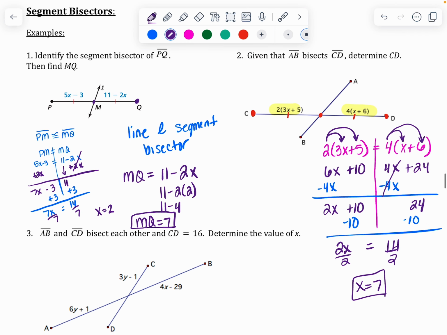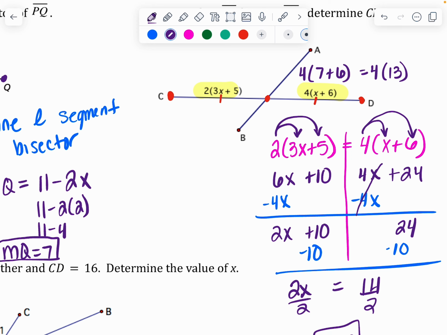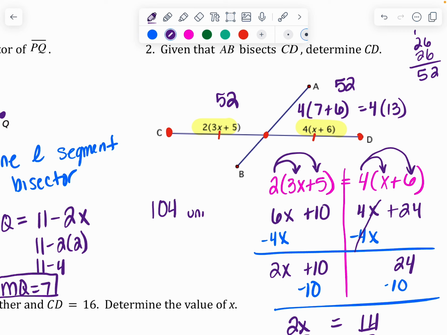And the question was asking us to determine the length of the whole segment. So we know that the segments are congruent, so we can plug in the 7 just to one side, and then we'll know the length is equal on the other side. So I think it looks easier to plug it in over here. 4 times 7 plus 6 would be 4 times 13. To multiply 13 by 4, we can double it, so 26, and then double it again, which would be 26 and 26 would be 52. Yep, 52. So this segment's 52. That means that this also has to be 52, and 52 plus 52 would be 104 units for the whole length of CD.